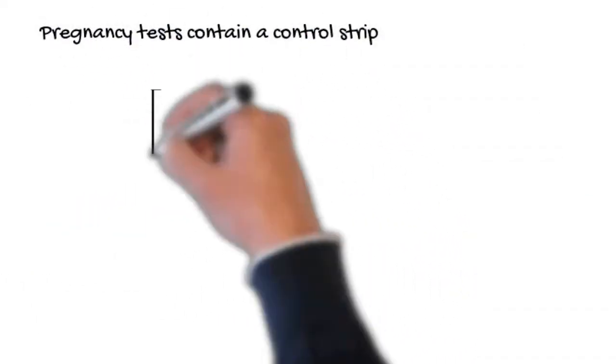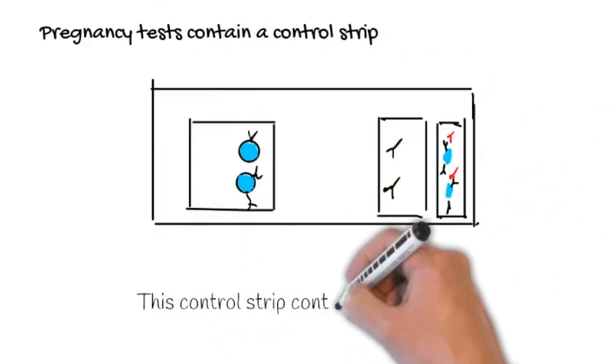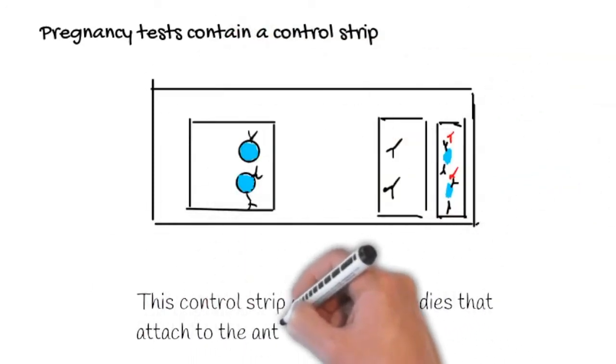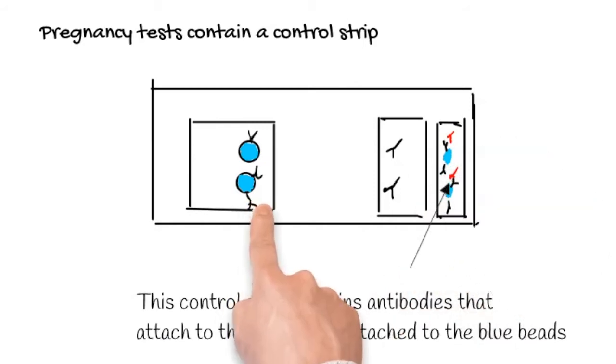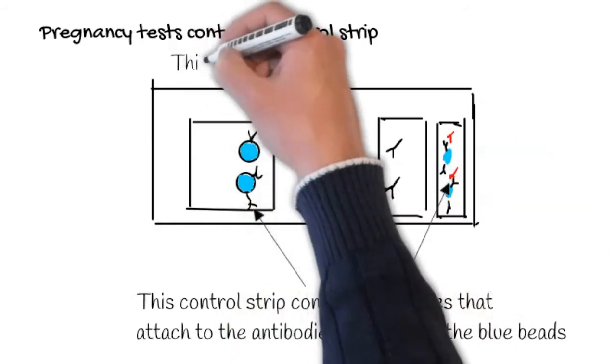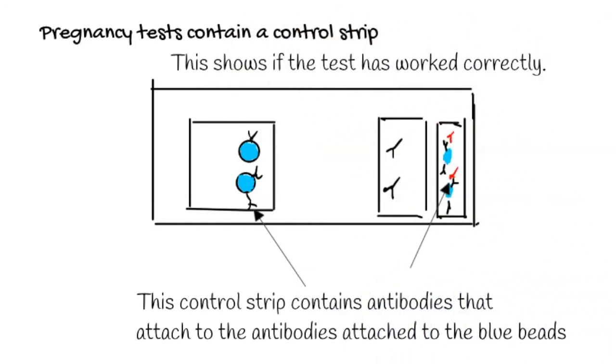Pregnancy tests also contain a control strip. This control strip contains antibodies that attach to the antibodies that are attached to the blue beads, as you can see here. This shows if the test has worked correctly.